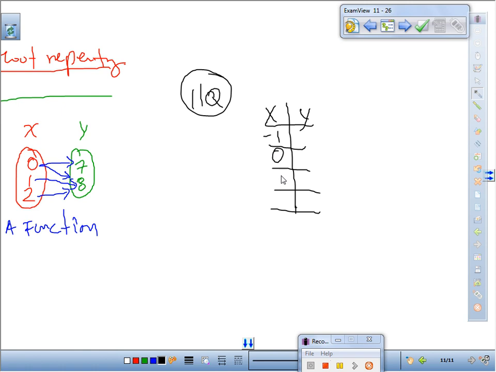For the x values: negative 1, 0, 2, 4, negative 1, and let's do one more. How about 2? Okay, here we go. For the y values: 1, 2, 3, 4, 1, and 5.